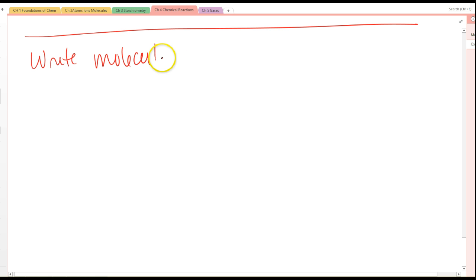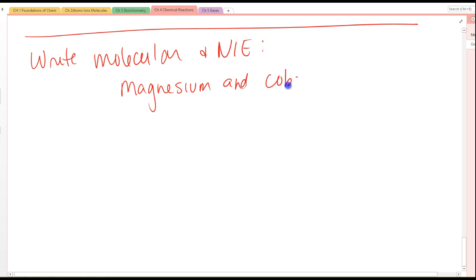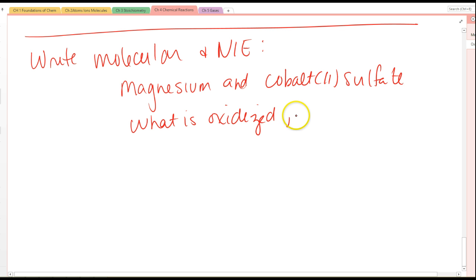For class, the example I'd like you to try is to write the molecular and net ionic equation for the following reaction: the reaction between solid magnesium and cobalt 2 sulfate. So write both the molecular and net ionic equations for those and answer the questions: which species is oxidized, and what is reduced. So give yourself a little practice on that.